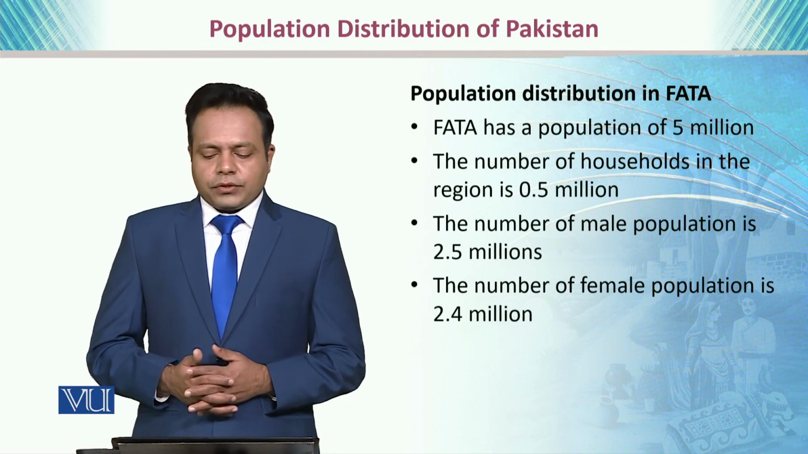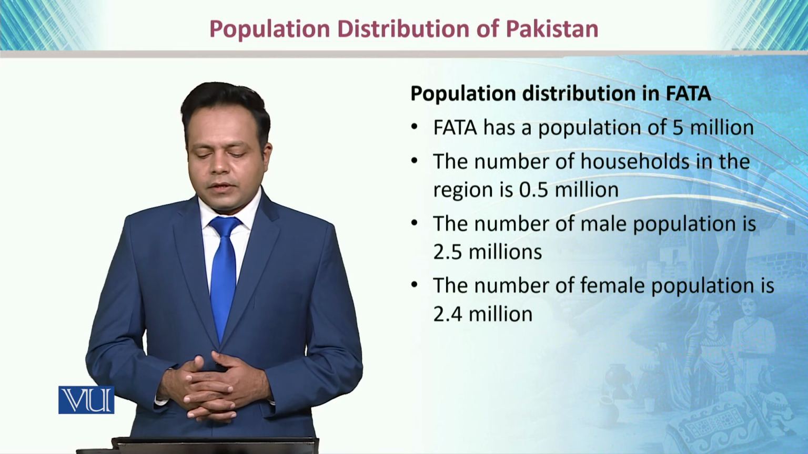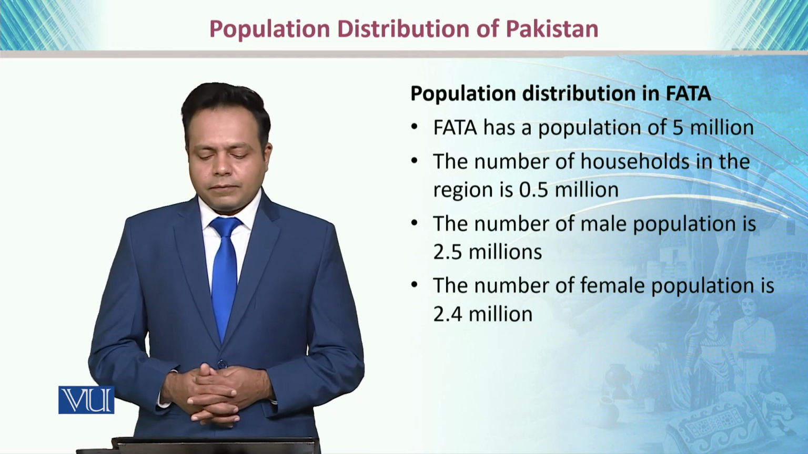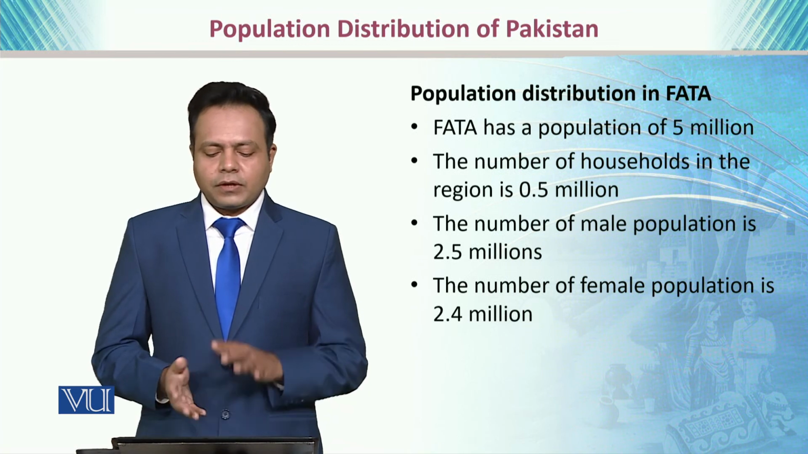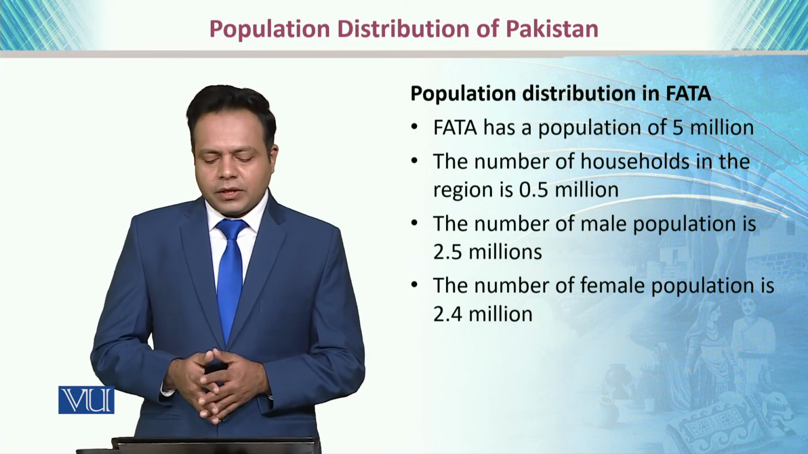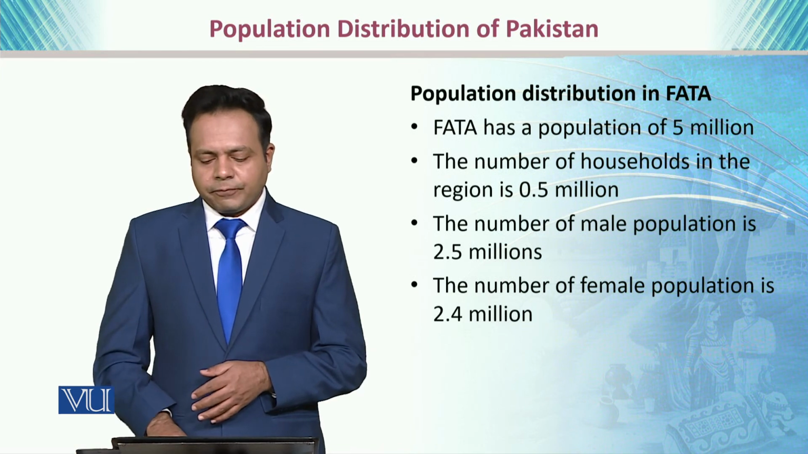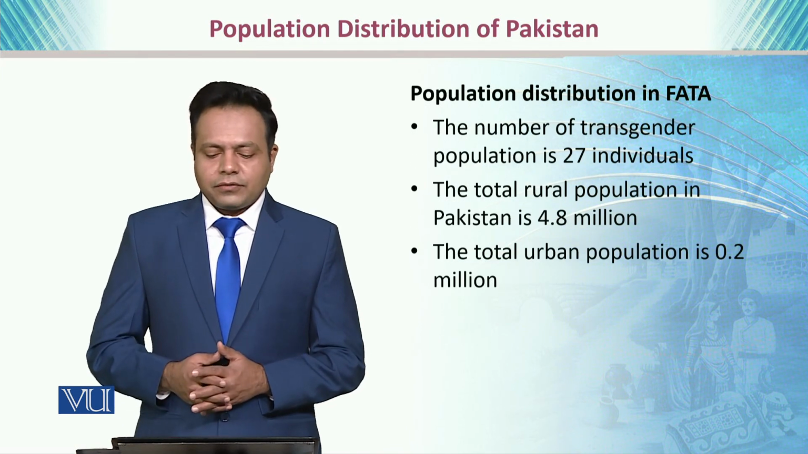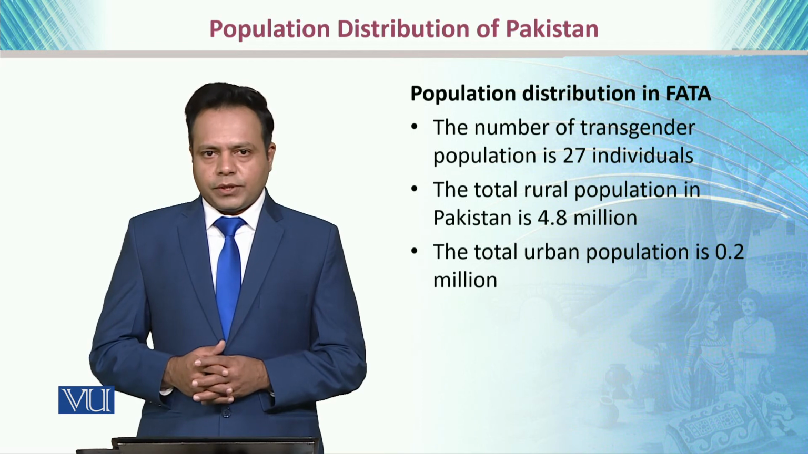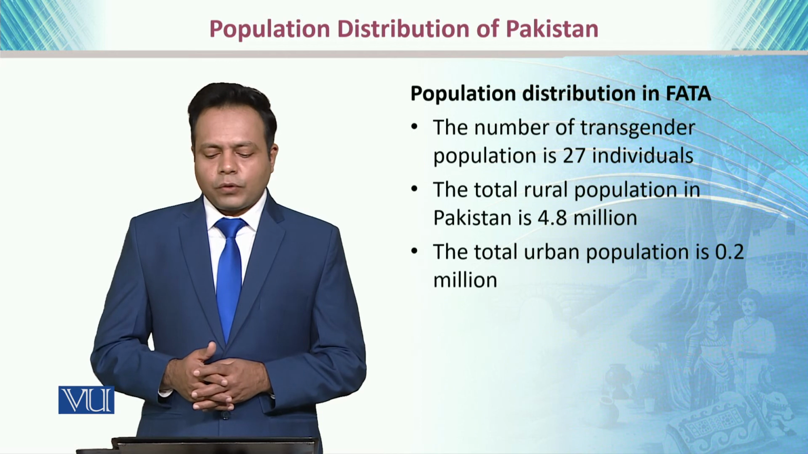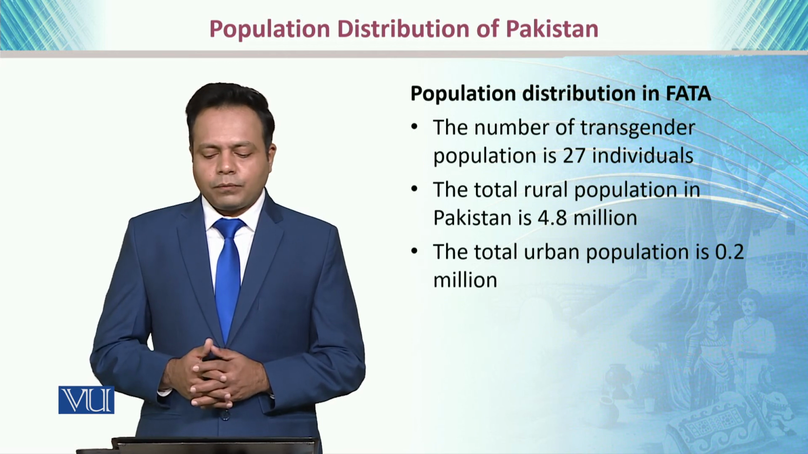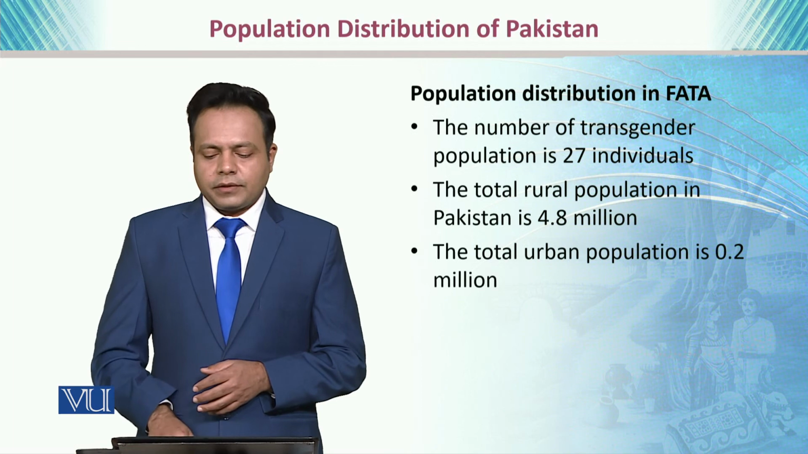FATA has a population of 5 million. The number of households is half a million, whereas the male population is calculated to be 2.5 million in comparison to the female population, which is almost equal to the male population, roughly around 2.4 million. The number of transgender individuals is calculated to be 27. The total rural population is 4.8 million, whereas the urban population is 0.2 million.